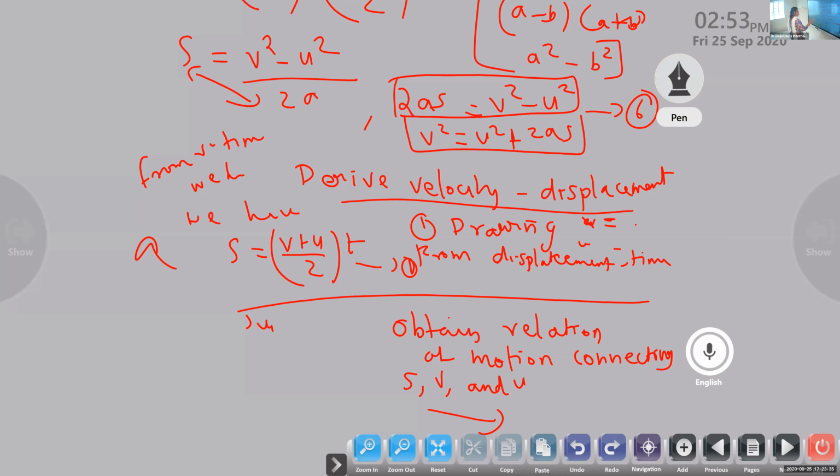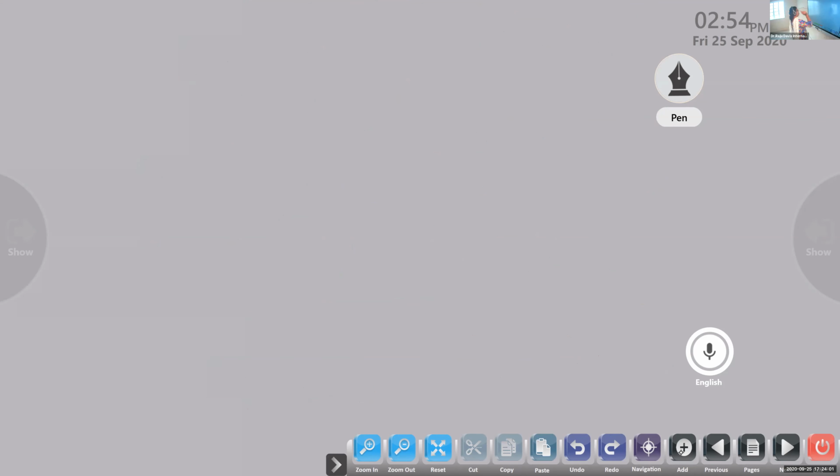Suppose it is S, U, A and T. Then you go back to the second equation of motion, where these terms are used. S is equal to ut plus half at square. So this is another method. Then another expression is deduce. Derive, obtain, deduce: deduce the second equation of motion.